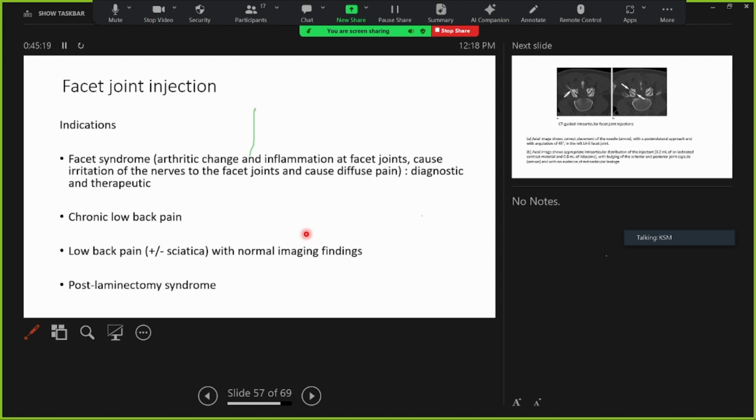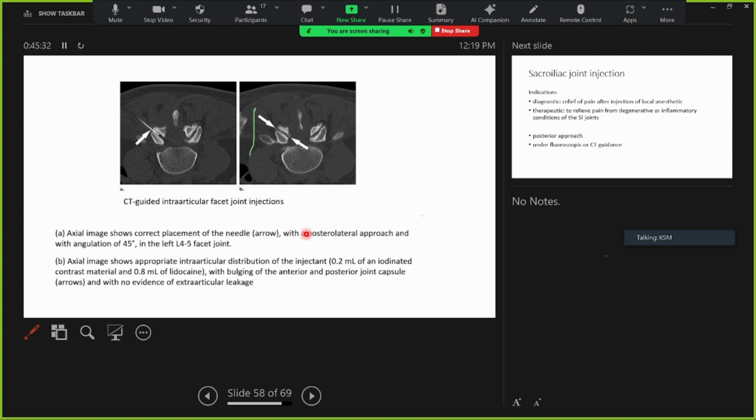Another indication for facet joint injection is chronic lower back pain, sometimes lower back pain with normal imaging findings, with or without sciatica, and post-laminectomy syndrome. These are some of the indications for facet joints.